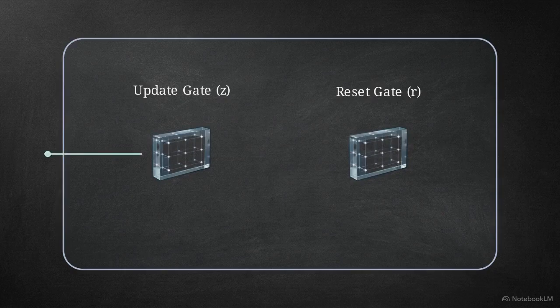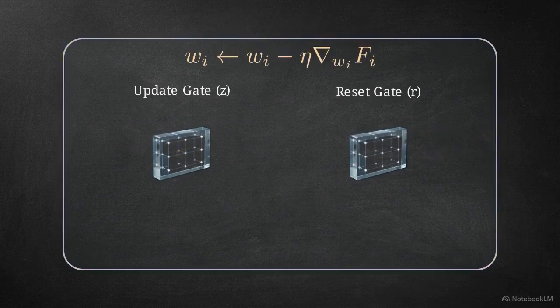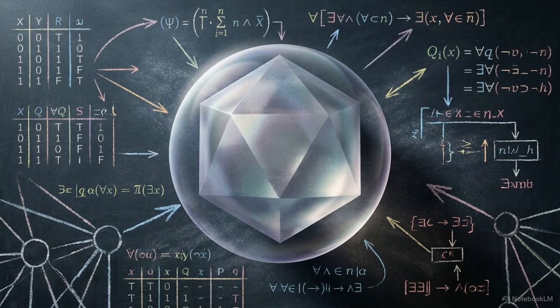The update gate determines how much past state data the neuron retains versus rewrites. The reset gate controls how much past state influences the current prediction. This architecture maintains stable memory while remaining responsive. When a prediction is wrong, an error signal flows backward from a downstream neighbor, forcing the node to adjust its internal weights. This local gradient descent occurs entirely within the node's local boundary.